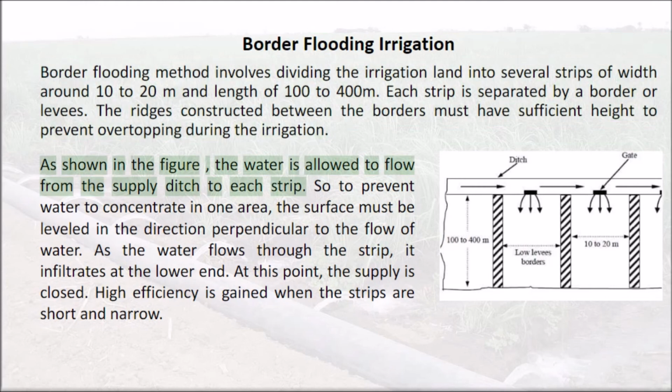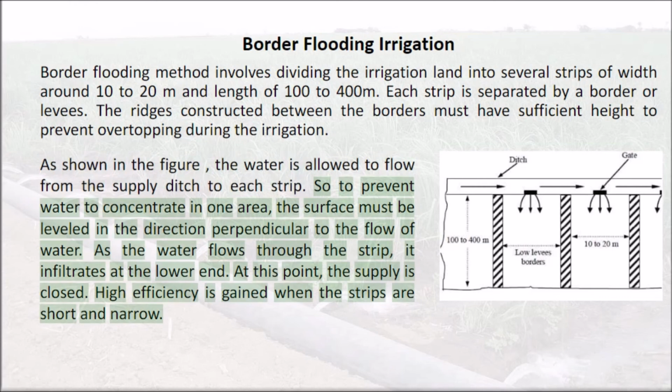As shown in the figure, the water is allowed to flow from the supply ditch to each strip. So to prevent water from concentrating in one area, the surface must be leveled in the direction perpendicular to the flow of water. As the water flows through the strip, it infiltrates at the lower end. At this point, the supply is closed. High efficiency is gained when the strips are short and narrow.